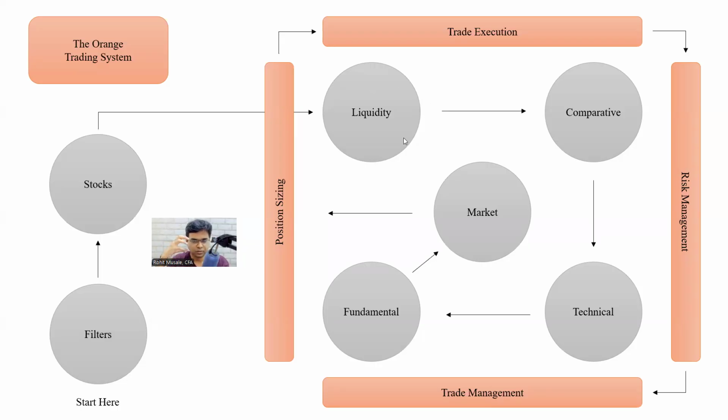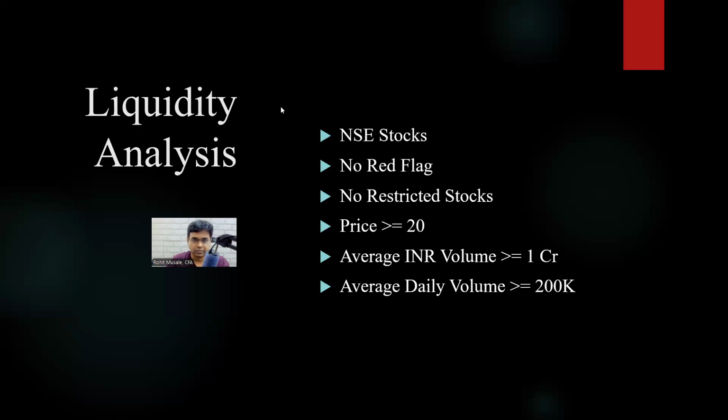This comes after you have done the filtering and you have done the shortlisting. Some of it also comes in shortlisting as well, because if a stock has got a red flag, anyways, it will get rejected. It will not even come in the shortlisted list of stocks. Okay. So part of this also comes in the filter and shortlisting process, but let's go through it. So this is the liquidity analysis.